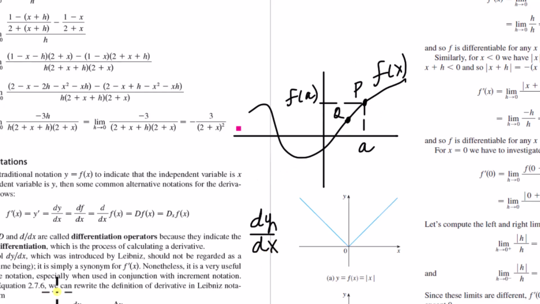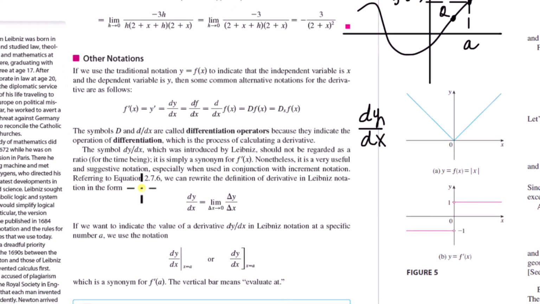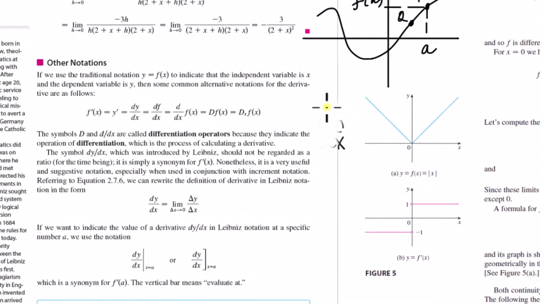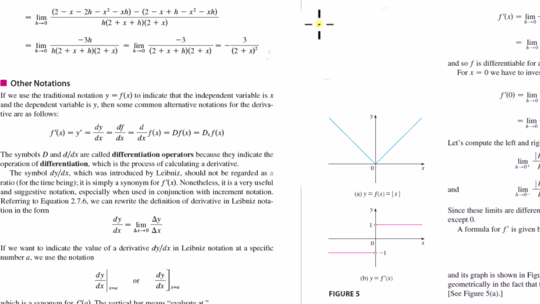Are these numbers? Okay, and so now it says that referring to equation 2.7.6, we can rewrite the definition of the derivative in Leibniz notation in the form. So you can apply Leibniz notation. Again, it does not matter whatsoever if you've got some function y equal to f of x, and you want to find the derivative of this function, you can plug that function into absolutely any form of the definition of the derivative that you want. We've talked about 3 different forms of how you can set up the difference quotient, right? And then take the limit of that difference quotient, the limit as the denominator of the difference quotient approaches 0.